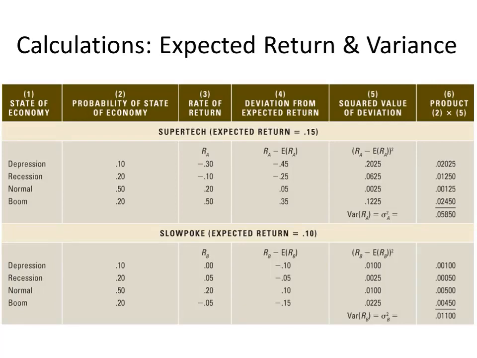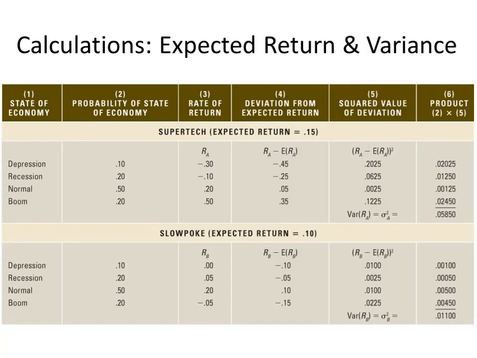The next step in this situation is to figure the expected return for both stocks. How do we do that? We do that by multiplying the probability for the state of the economy times the rate of return for the stock in that state of the economy. For instance, for SuperTech, we would multiply 0.10 times minus 0.30. We would then also multiply 0.20 times minus 0.10, multiply 0.50 times 0.20, and 0.20 times 0.50 to get 4 products. A product is what results from multiplying two numbers together. Okay, now we're going to add those 4 products together, and when we do that, we get the expected return.